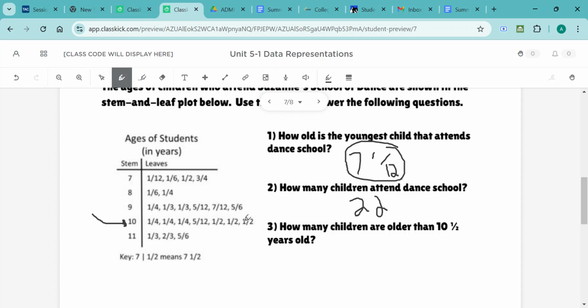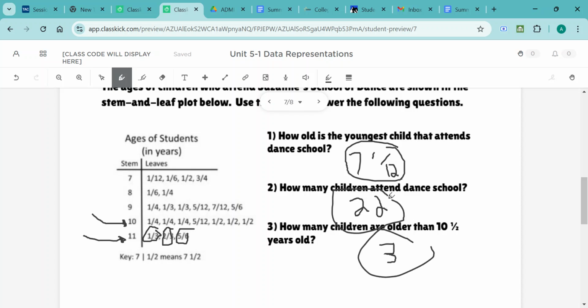Is 1/2 more than 1/2 or older than 1/2? No, they're exactly 10 and a half. I want only older students for this question. No, they're not. So I'm going to pick all the students that are definitely 11. They're older than 10 and a half. How many is that? 1. Remember, every leaf represents one student. 2, 3. So I'm going to count all the leaves in the 11. All right, so how many children are older than 10 and a half? 3 of them are. Okay, that's going to be your notes.